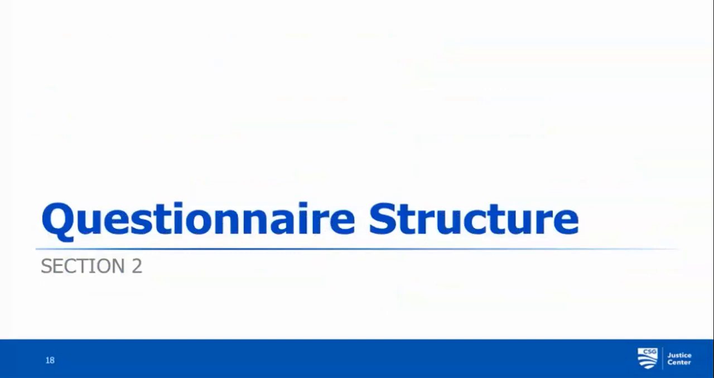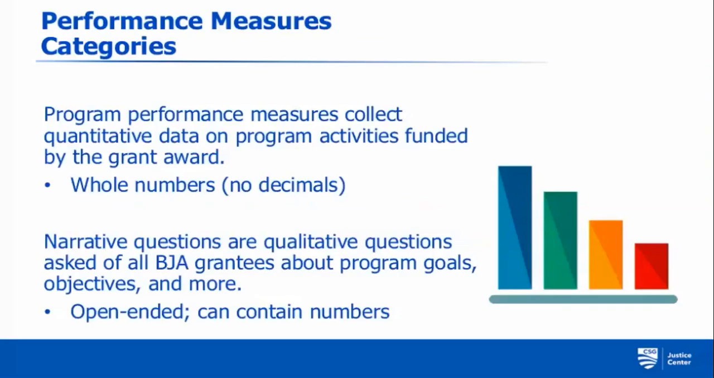BJA is currently working on simplifying and consolidating the existing measures to reduce the burden to you as grantees, but the basics are going to remain the same. As mentioned in the earlier part of the training, the questions in your performance measures questionnaire are made up of two main categories. The first is the quantitative program performance measures, where you enter the numeric data you collect over the course of the reporting period.